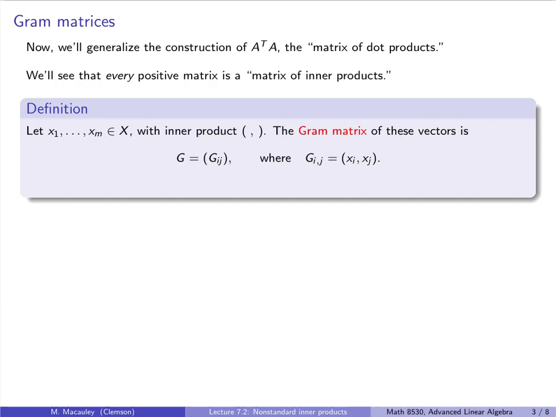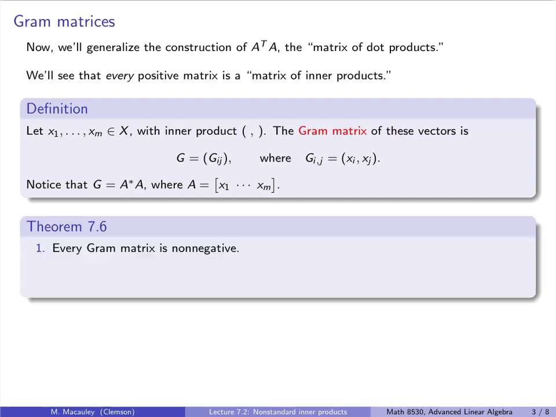It's time for a definition. The Gram matrix of m vectors, x1 up to xm, is the m by m matrix where the ijth entry is just the inner product of xi with xj. Notice that G is simply the matrix A star A, where A is the matrix whose columns are x1 up to xm.